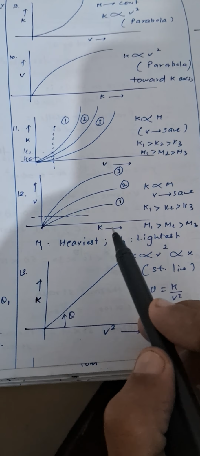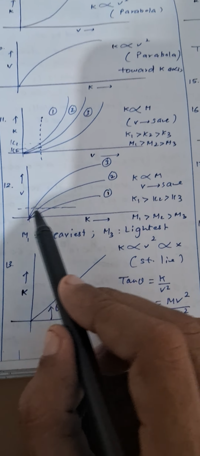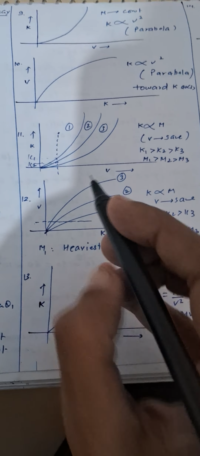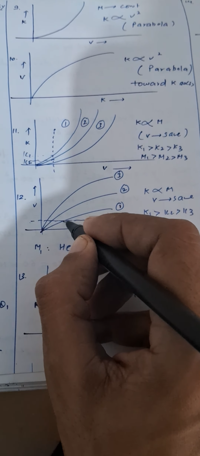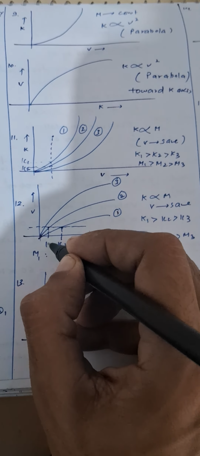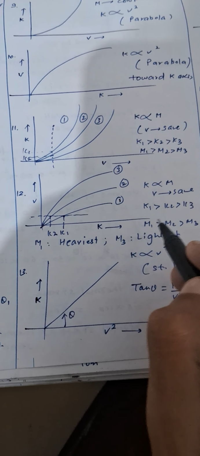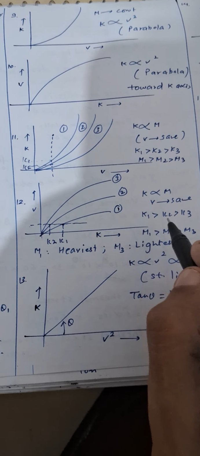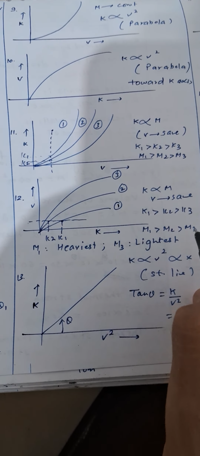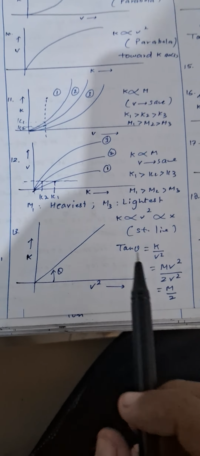In a similar way, if we draw k along the x-axis, then we draw a line perpendicular to the v axis, so v is going to be the same on all the three. So on graph 1 it is k1, on graph 2 it is k2. Similarly we can say that k is proportional to m for the same speed, and since k1 is greater than k2 greater than k3, we can say that m1 is greater than m2 greater than m3. So m1 is heaviest and m3 is the lightest.